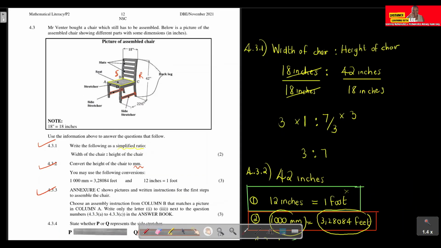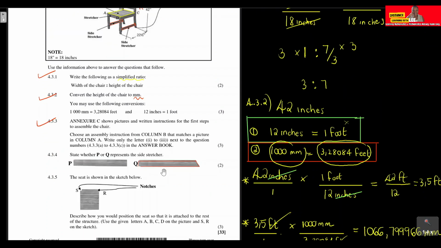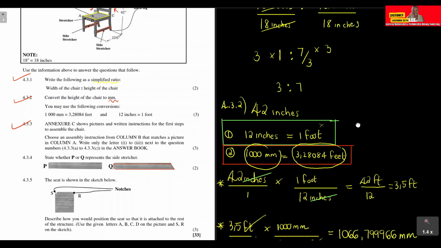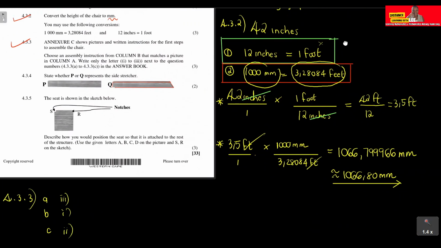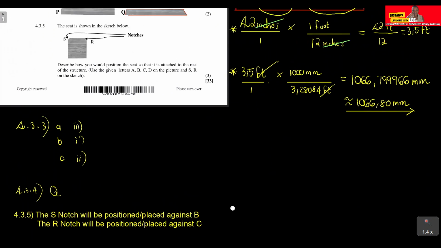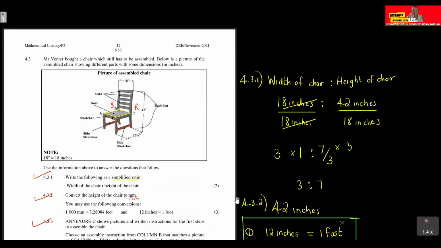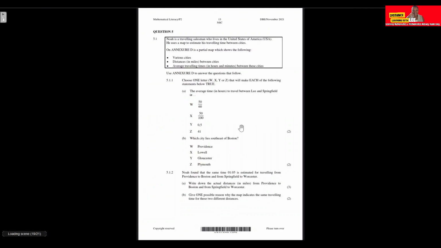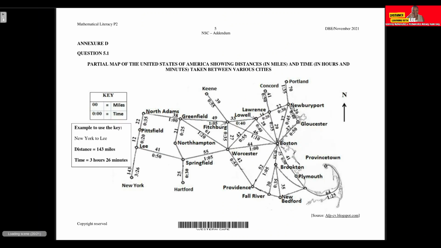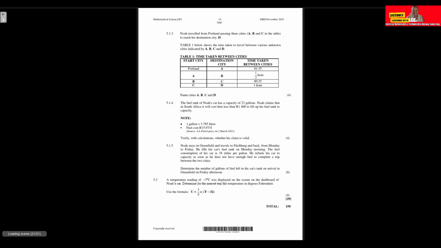All right, and guys, that is it for question 4.3 that basically dealt with assembling and also doing some conversions as well as ratios. I hope that I made that question nice and easy for you guys, right? Then in the next video tutorial, we're going to be looking at the final question, where we're going to be doing some map interpretation, so please make sure that you stay tuned for that.